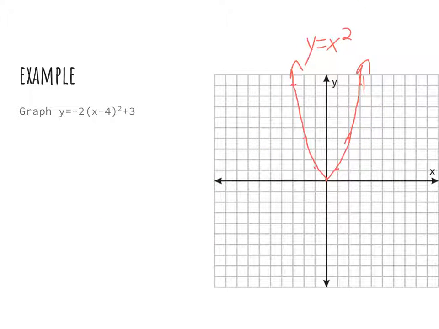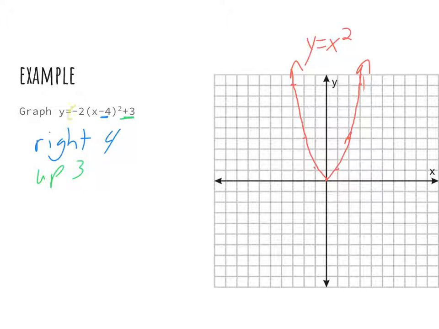So for our next example, we've got y is equal to negative 2 times (x minus 4) squared plus 3. So again, starting with the parent function, y equals x squared. This minus 4 on the inside means we're going to go to the right 4. The plus 3 means we're going to go up 3.